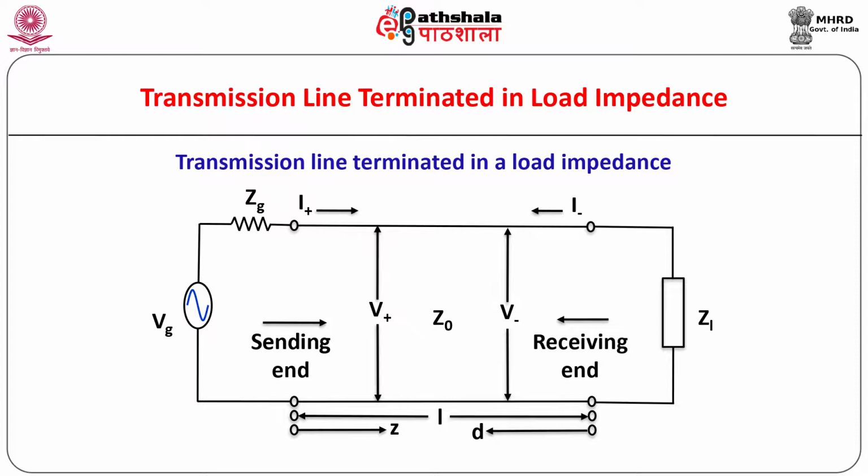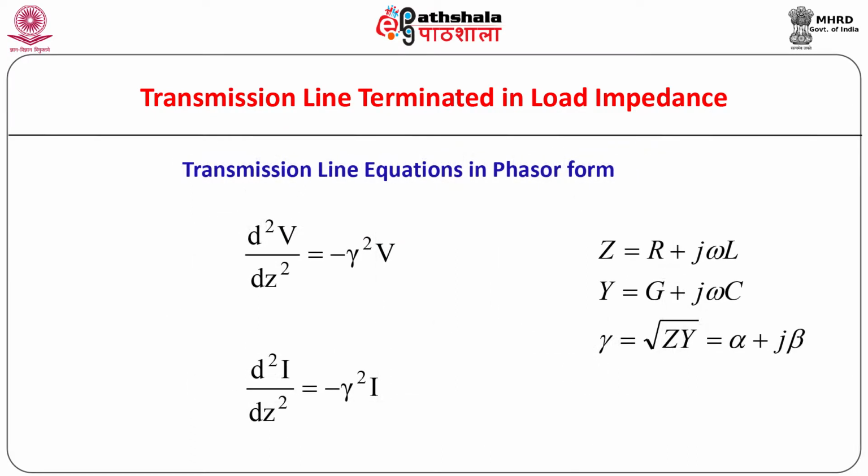Let Z0 be the characteristic impedance of the transmission line. In the earlier module, we had derived the transmission line equations in phasor form, which involve voltage and current in phasor form at a distance z from the source end and also the propagation constant gamma as shown. In these equations, the propagation constant gamma in general depends upon the transmission line parameters, namely R, L, G and C, and frequency of the signal.